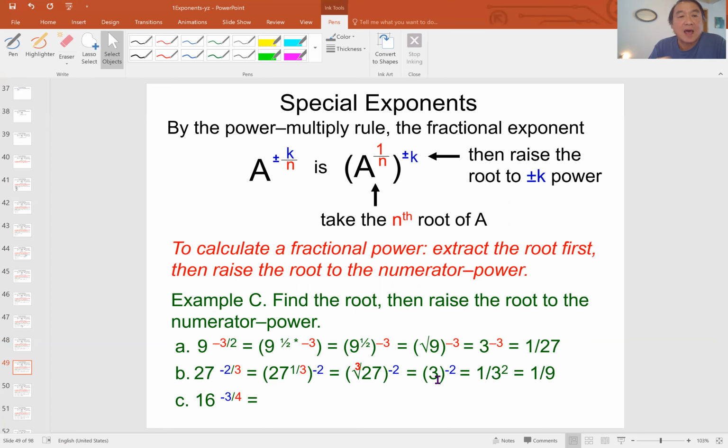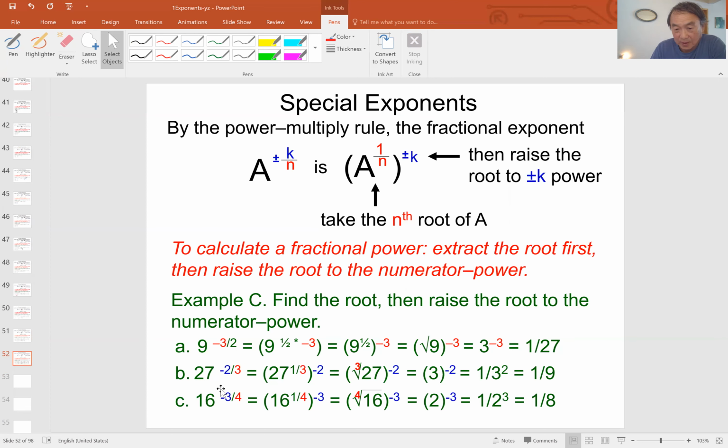Similarly, this asks us to take the 4th root, afterwards cube it, third power it, and afterward flip it. So 2 to the third flipped, 1/8.